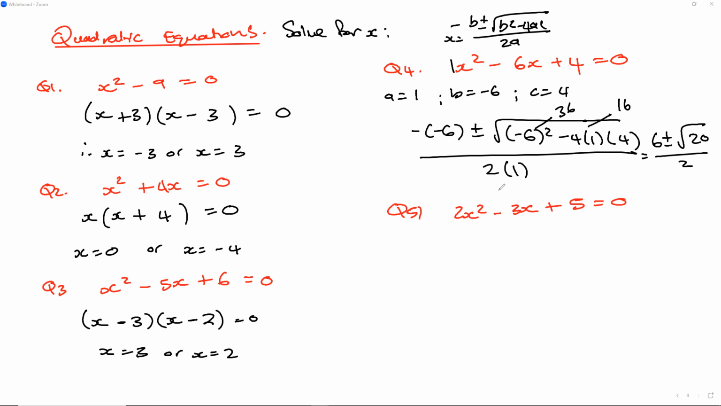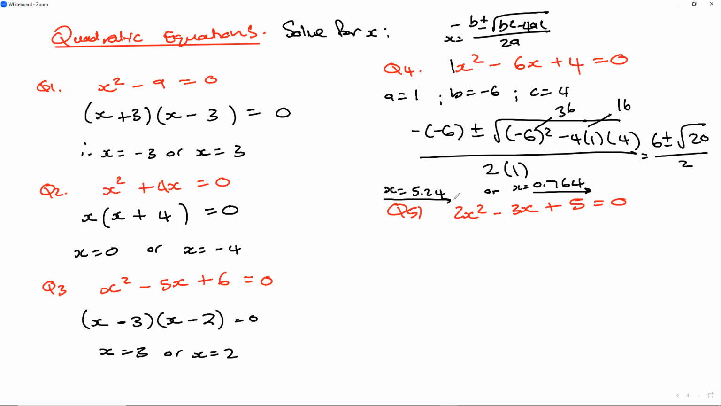And the answer that we get here is 5.24. So x equals 5.24 or 0.764. X equals 5.24 or x equals 0.764 to three significant figures. All right, for each of those. And we now move on to the next one.